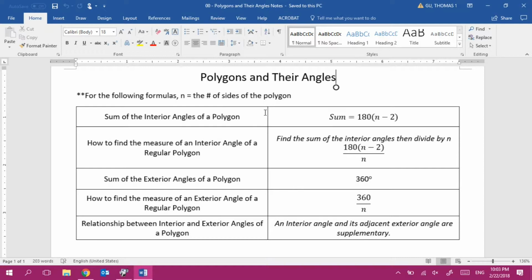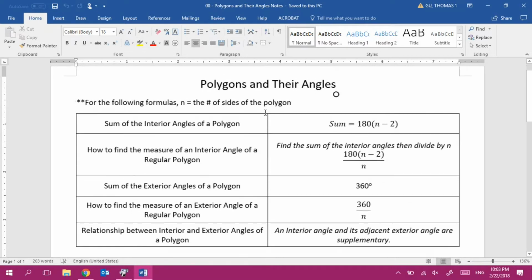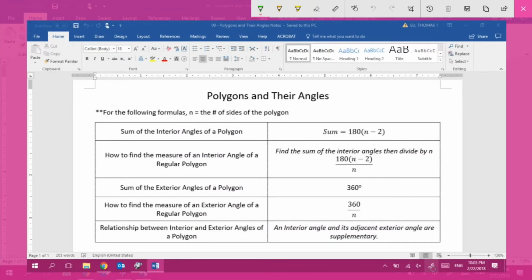So today we're going to be learning about polygons and their angles. There's a lot of stuff you just have to remember, but we'll go through it to try to make some sense of it all. For these following formulas, we're going to use the letter n to represent the number of sides of a polygon.